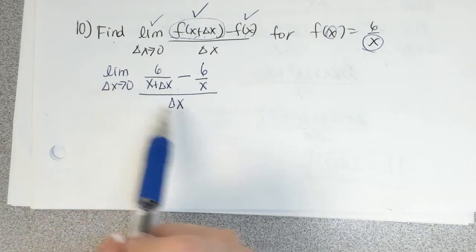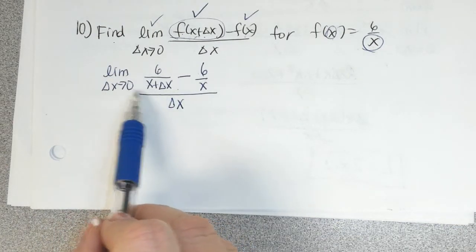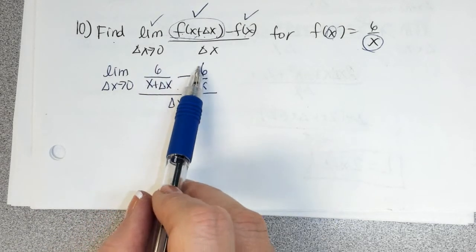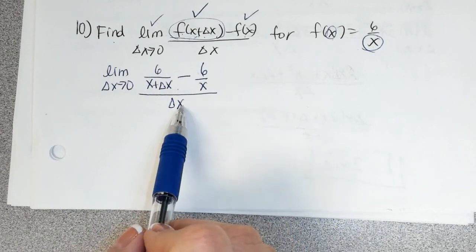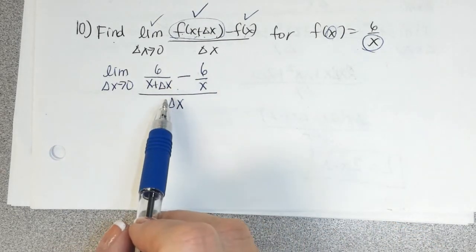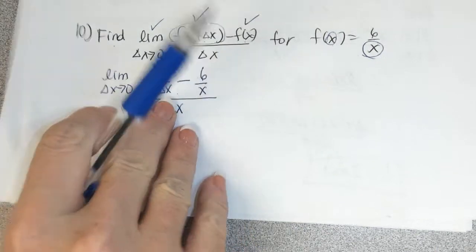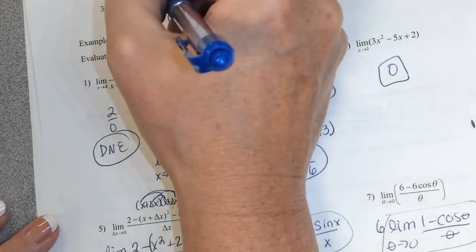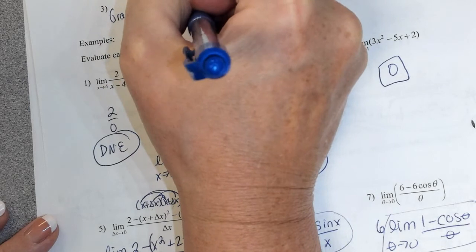So now that we finally have the problem set up, now we're going to plug in 0 for delta x. Well, that's going to give me 6 over x minus 6 over x. That's 0 over 0. So what is a method I can do if I got 0 over 0? I'm not sure we even wrote this one down. We might need to add it. Yep, let's add it. Squeeze in a number 5.